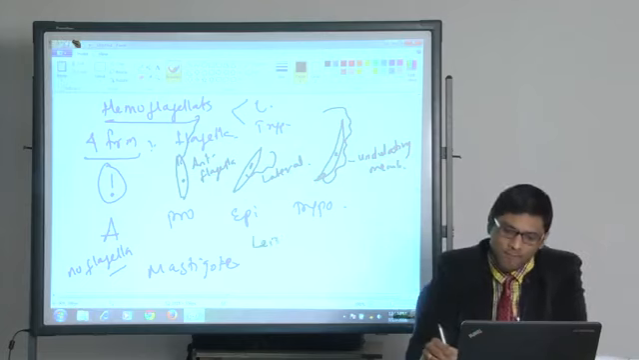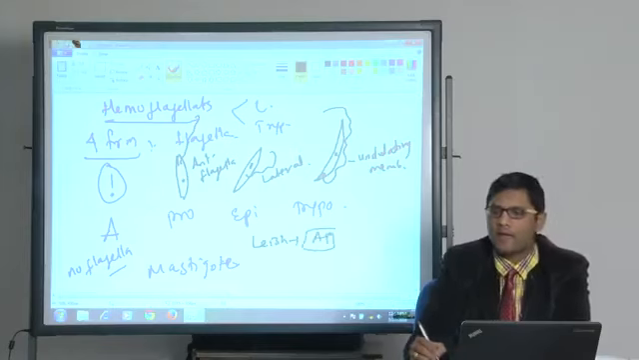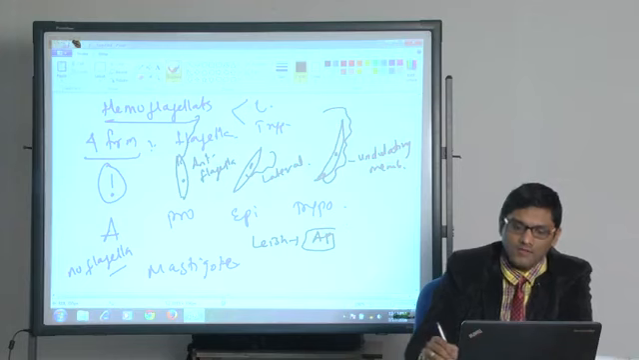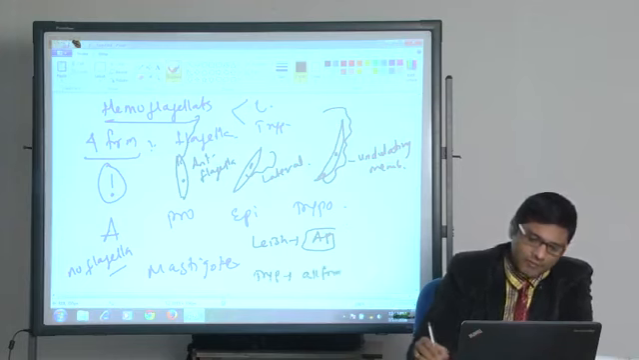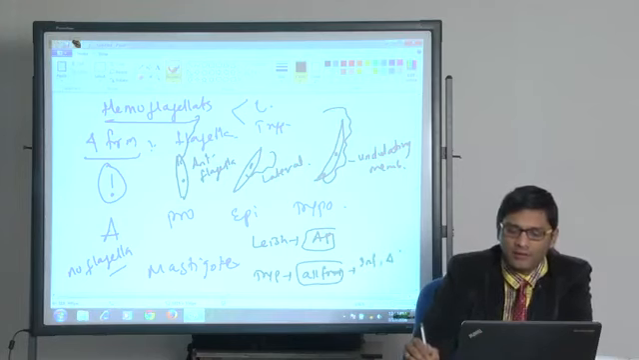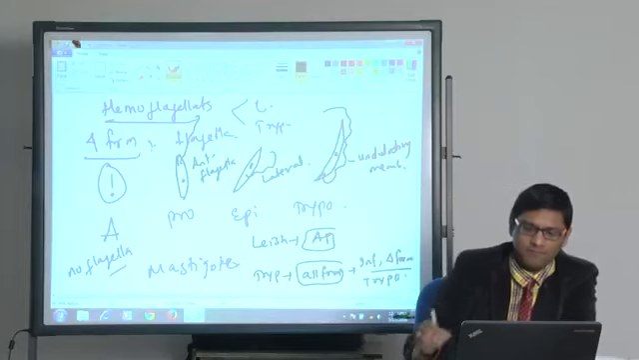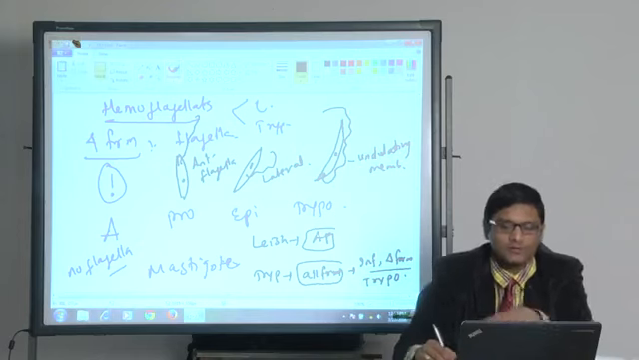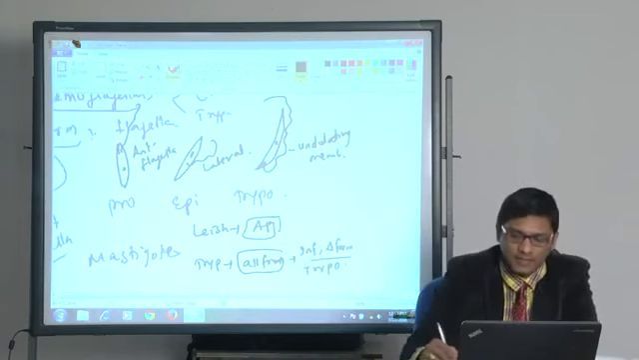In Leishmania, A and P forms are seen, that is amastigote and promastigote, whereas in Trypanosoma all forms are seen. However, the infective form and diagnostic form is the trypomastigote form. In Leishmania, AP forms are seen. AP means amastigote and promastigote forms.